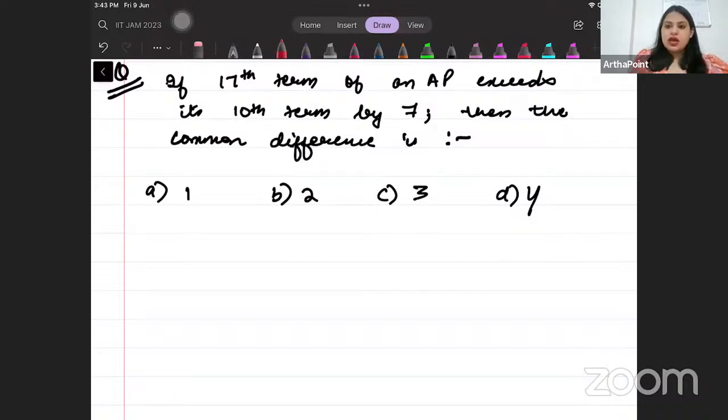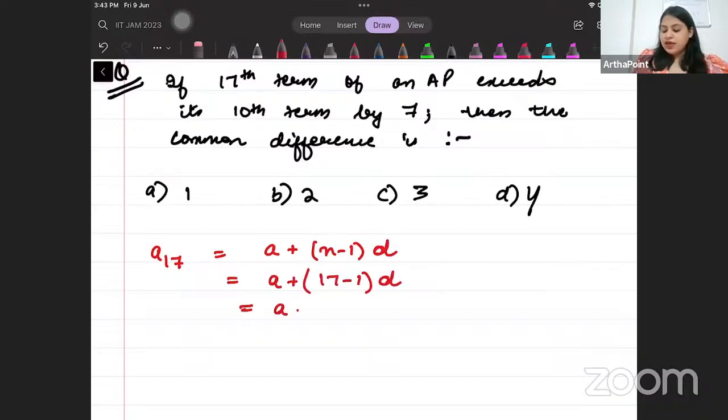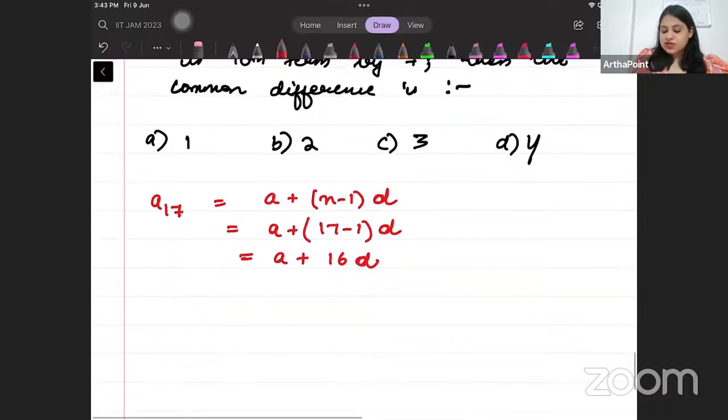So just think about it. What will be the 17th term of the AP beta? A17 will be A plus N minus 1 D. N will be 17. So it will be A plus 17 minus 1 D. So it will be A plus 16D. In the same way, what will be the 10th term of the series, A10? A10 will be A plus N minus 1 D. This will be A plus 9D.